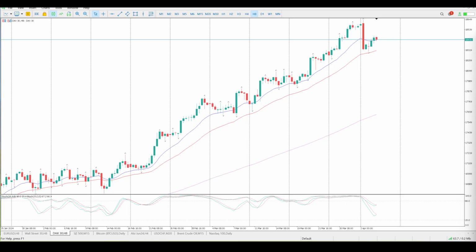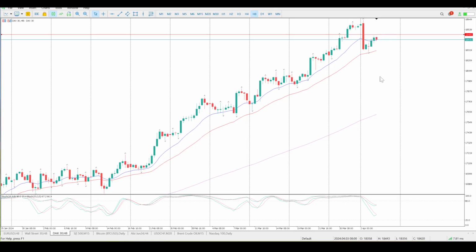So fairly strong move down to start the week, and then this does look like a little bit of a flag forming, to be honest. This is the closest bit of structure that we have ahead of us, which is 18,485. I'm not entirely convinced that we have a second move coming to the downside. I'm also not entirely convinced that we're going to move back to the upside.